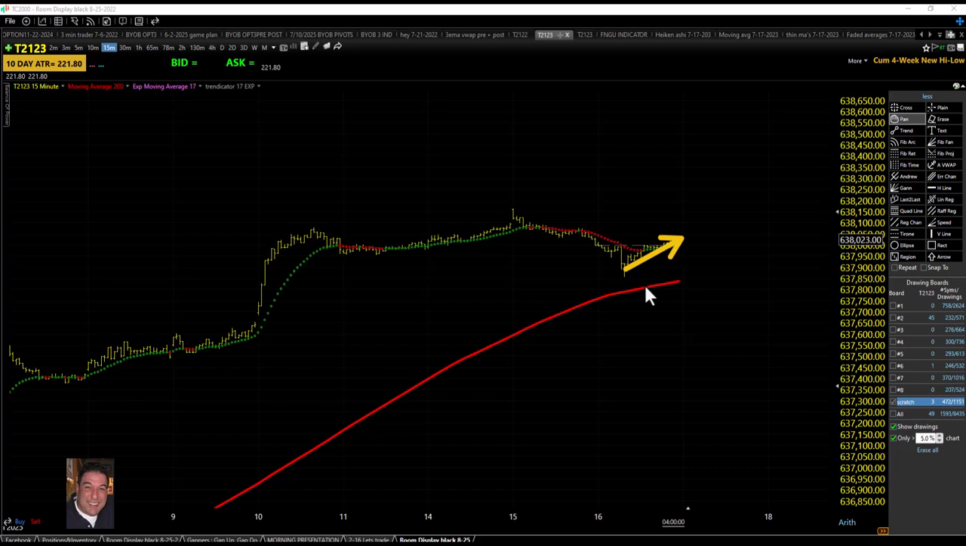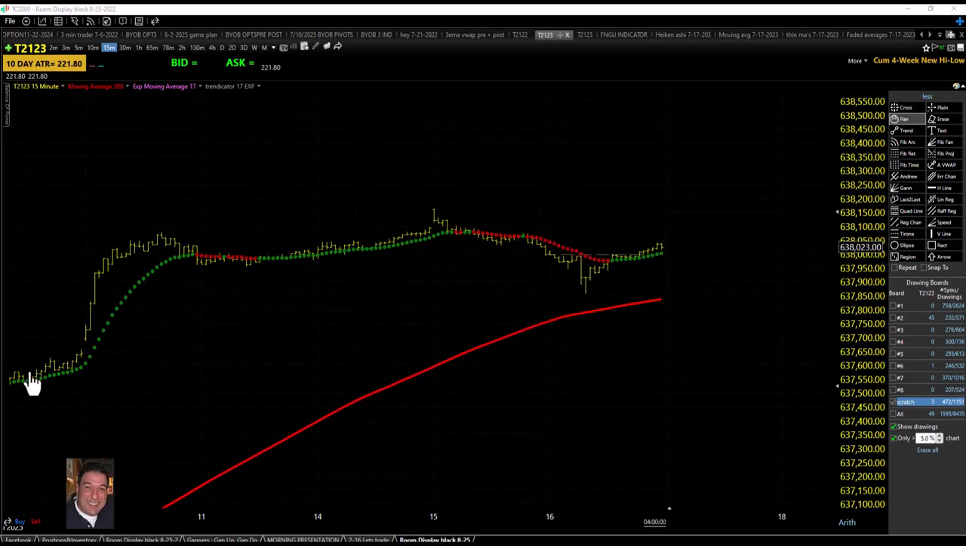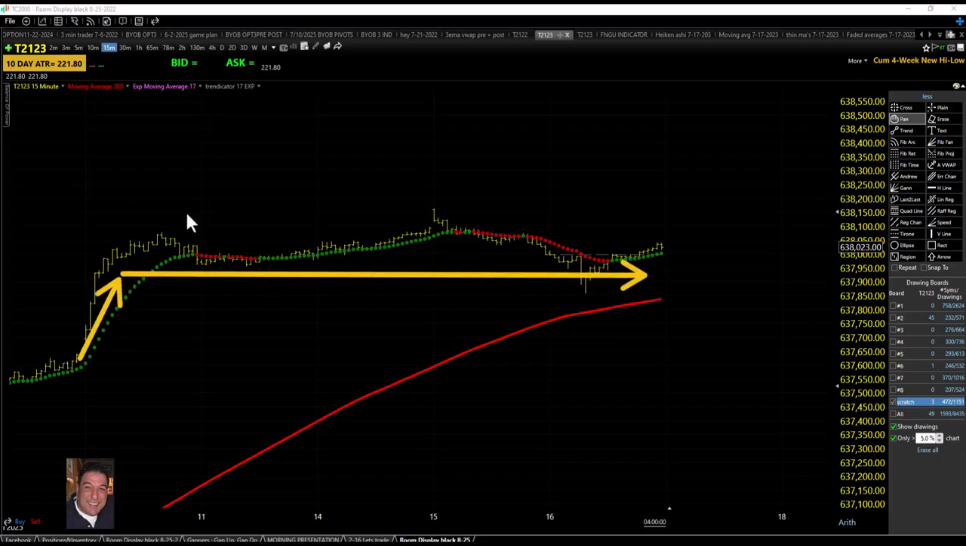Still up over this 200 SMA. That's always bullish as long as you're moving up. So price action, nice. Still got a bullish gap here that hasn't been filled. Again, you can see price action still up and over to the right. That's bullish right there.